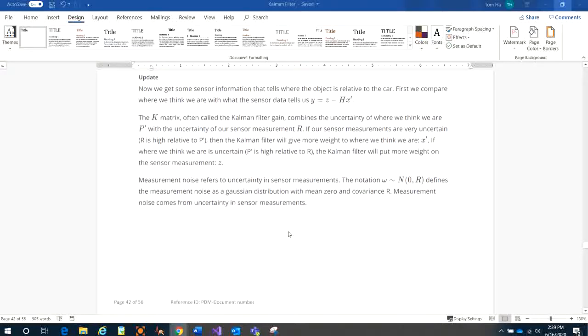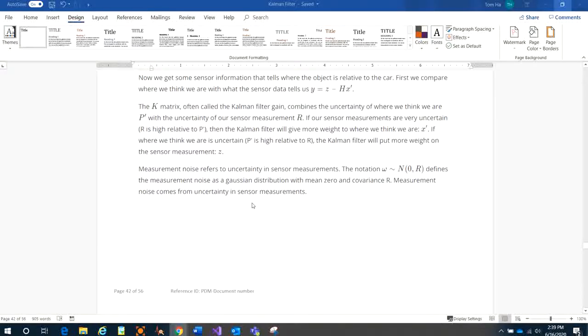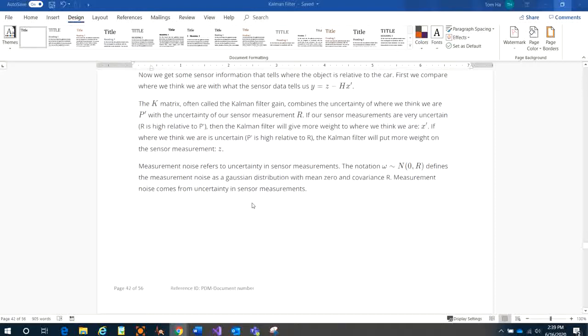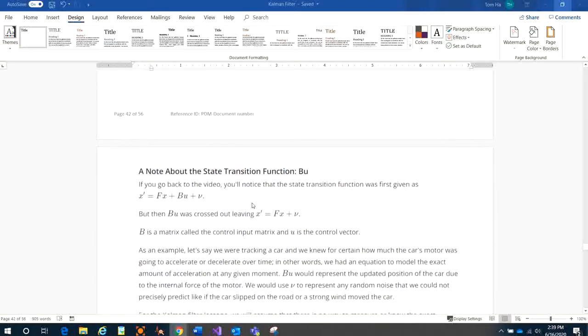And in the measurement we have the noise. We call it the measurement noise. It refers to uncertainty in the sensor measurement. So we also define a Gaussian distribution with mean zero and covariance R. The measurement noise comes from the uncertainty of the sensor measurement.